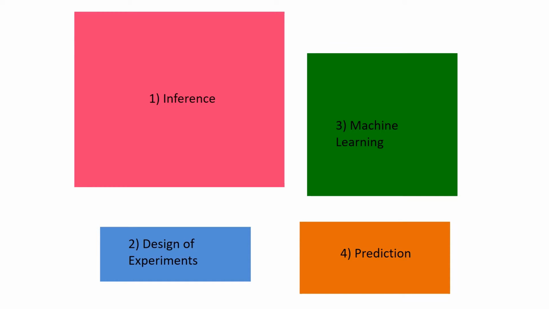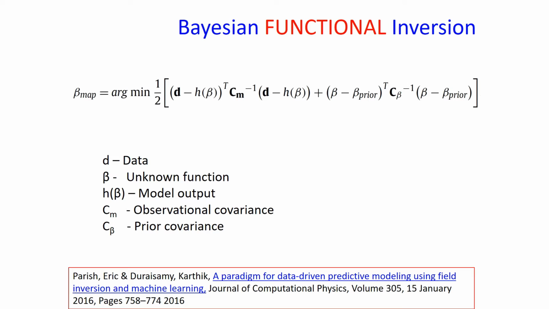But there are mainly four different pieces: the inference part, the machine learning, the experiments, which I won't talk about today, and I'll show you some predictive results. So, inversion. There are many levels of inversion that we can do, right? One is inverting for parameters, fairly straightforward. The next layer is inversion of functions. Basically, the output of your inverse problem is a field. And at a higher level, you can invert for operators.